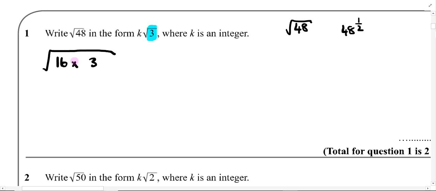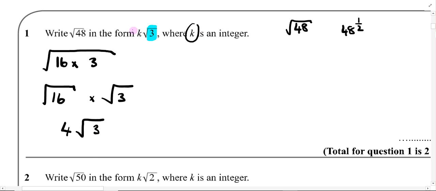Now, laws of surds state that you can do root 16 times root 3 separately. Now root 16 becomes 4, so we've got 4 root 3. So when it says where is k, k is actually 4, not 6. And then the next one is 5.